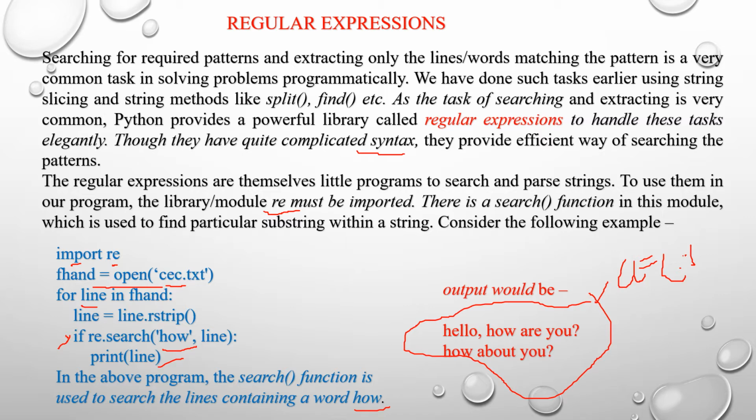Here the matching keyword is how, and I am passing how, so the keyword is matching. The interpreter will print the entire line after the first iteration. In the second iteration, the Python interpreter will iterate the second line. If the pattern matches, the interpreter will print the entire line. Here how is the matching word. So the output would be, if you run this code, hello, how are you, and how about you.